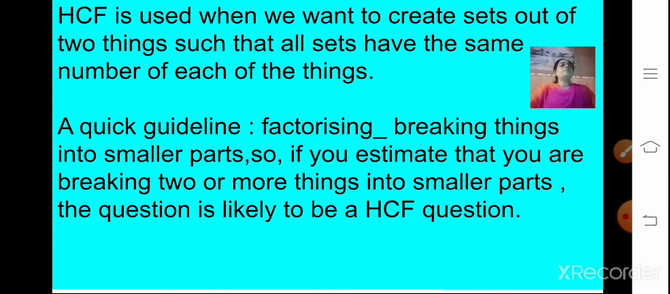Now when you break things into smaller parts, so if you estimate that you are breaking two or more things into smaller parts, the question is likely to be an HCF question. Now always keep one thing in mind, children, that is when you find the HCF of two numbers, the HCF is always smaller than the other two numbers.